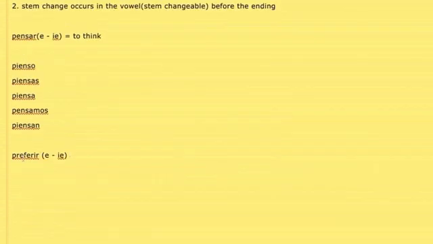And so when we're looking at preferir, you can see that we have two E's, two possible stem changes here. But as I said, it occurs in the vowel before the ending, or I should say closest to the ending. So in this case of these two E's, these are both stem changeable, right? Either one could be an E to IE. However, what it's going to go to is prefiero. So you can see that this E is going to an IE. Yo prefiero, I prefer. And then it's going to work the exact same as pensar, except for the IR verb endings now, because we're talking about an IR verb.